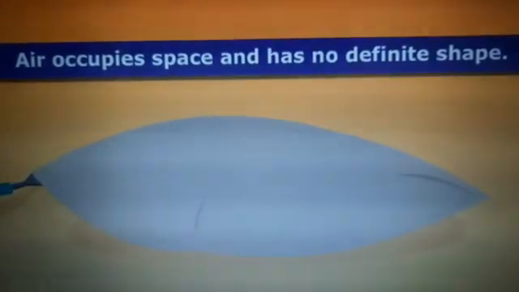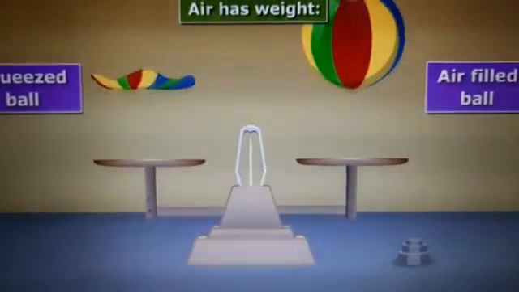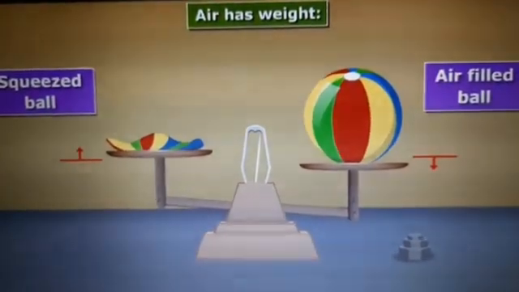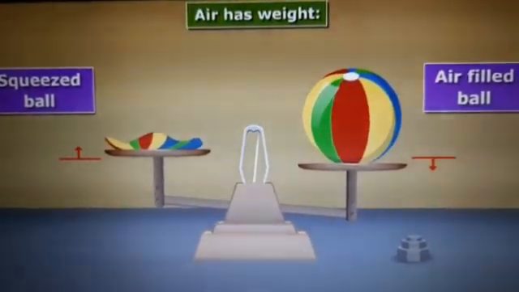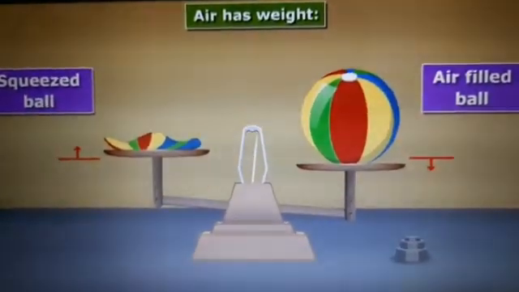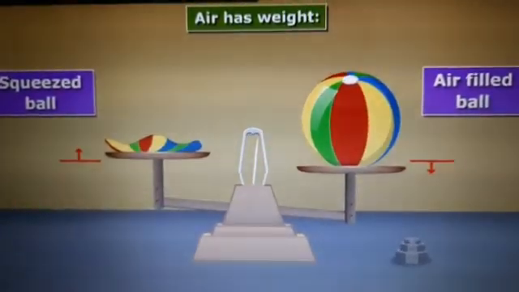Inflate an air pillow. What do you see? It grows in size. This shows that air occupies space and has no definite shape. Air has weight as well. Put the air-filled ball on one side of a balance and a similar empty and squeezed ball on the other side. You can see the pan with the squeezed ball goes up, indicating that it is lighter than the air-filled one.